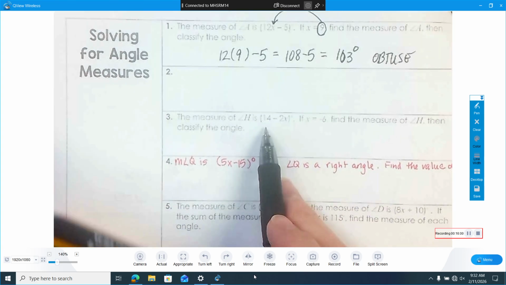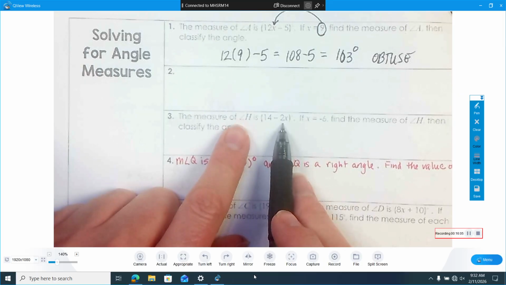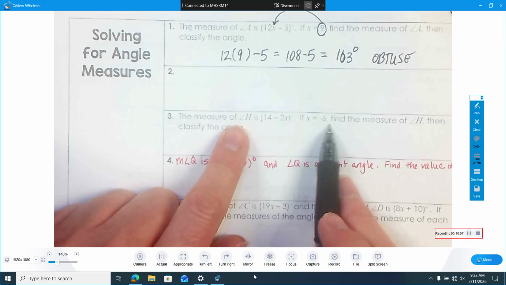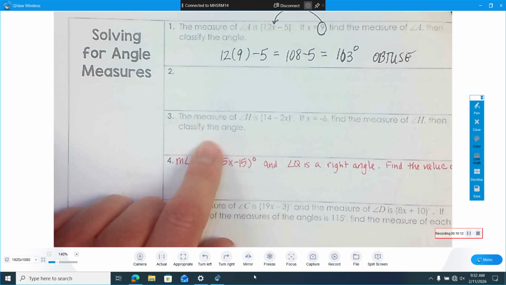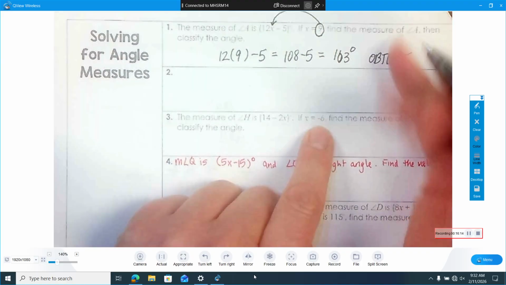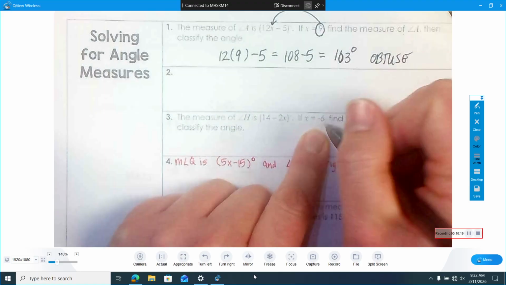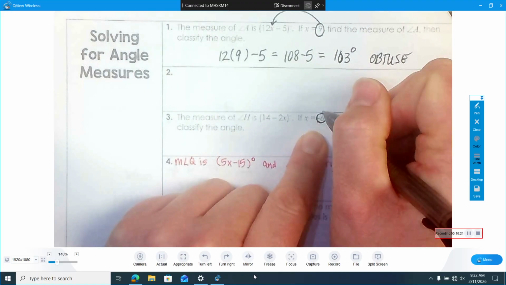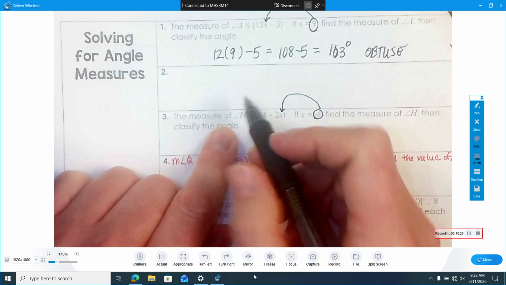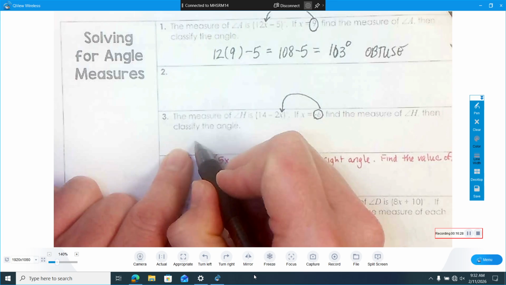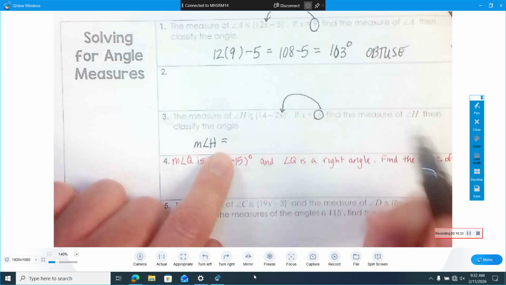Let's look at number 3. The measure of angle H is 14 minus 2x degrees. If x equals negative 6, find the measure of H, then classify the angle. What do you suppose we need to do? They're giving us a number for x. What should we do? Plug it in. So really the only thing we can do. So circle that, and we're going to plug it right in. Because it says the measure of angle H. That's a notation. The measure of angle H is, and math means equals.